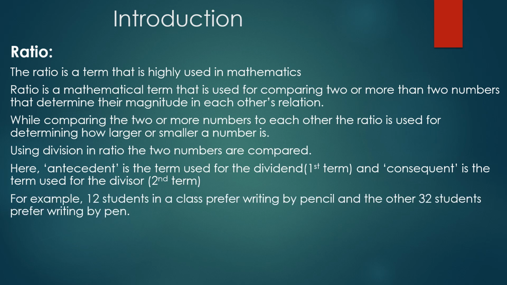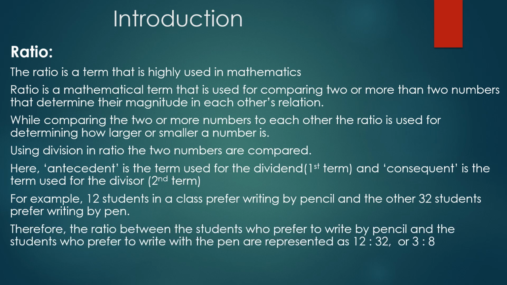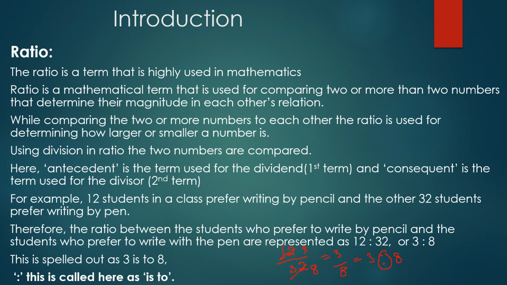For example, if there are 12 students in a class who prefer writing by pencil and the other 32 students prefer writing by pen, then the ratio of the students who prefer to write by pencil to the students who prefer to write by pen is represented as 12 is to 32. That can be simplified as 12 divided by 32. So we have 4 threes are 12, 4 eights are 32, so 3 by 8. So the ratio is 3 is to 8. Here, this is the symbol used to represent the ratio. We read it as 3 is to 8. The symbol is called 'is to'.